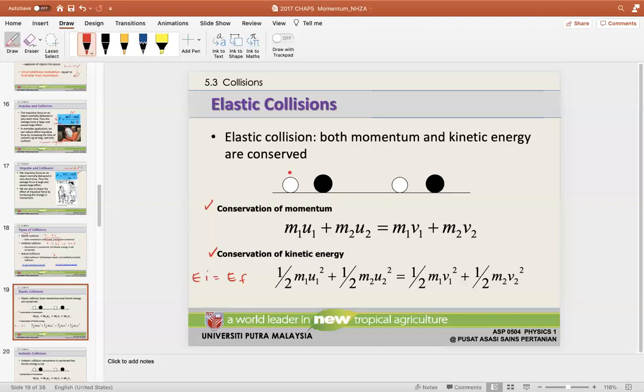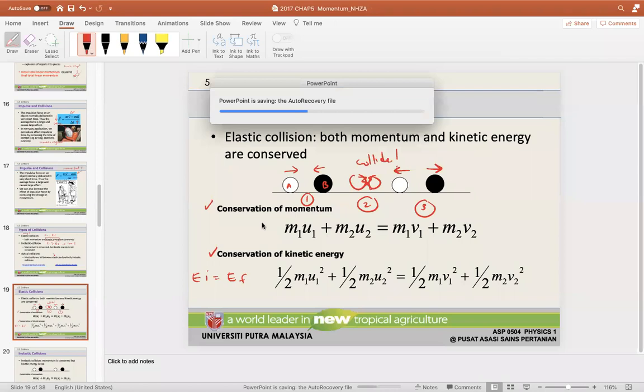When this guy meets this other guy, let's say this is A and this is B, they collide here. This is your first situation. Second situation, collision happens. Third situation, they move in the opposite direction. After the collision, they don't stick together. That is an elastic collision.